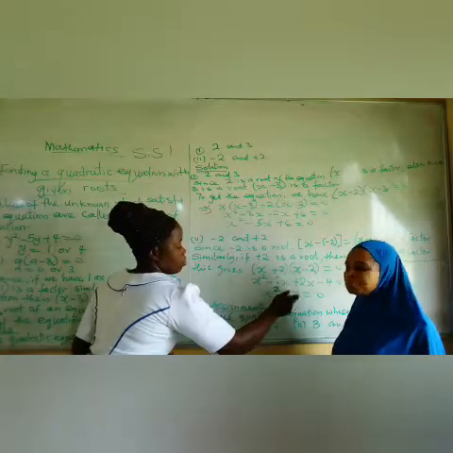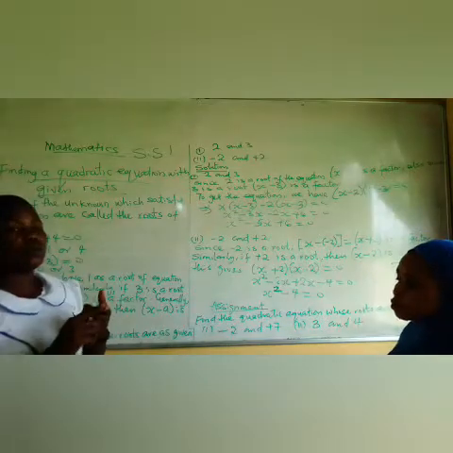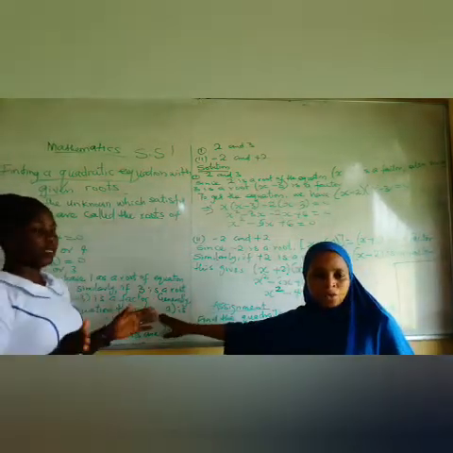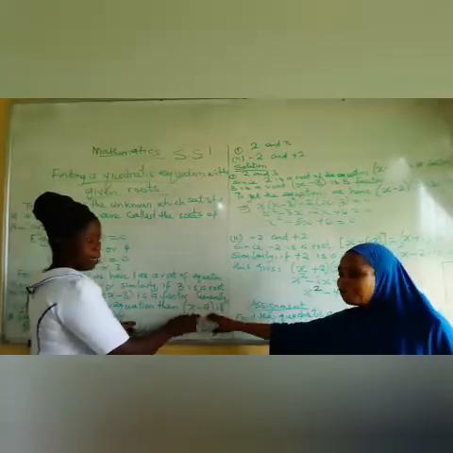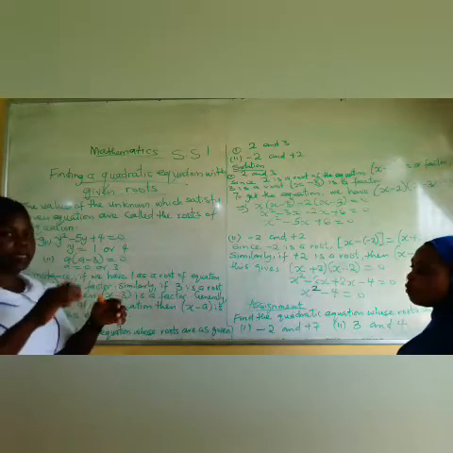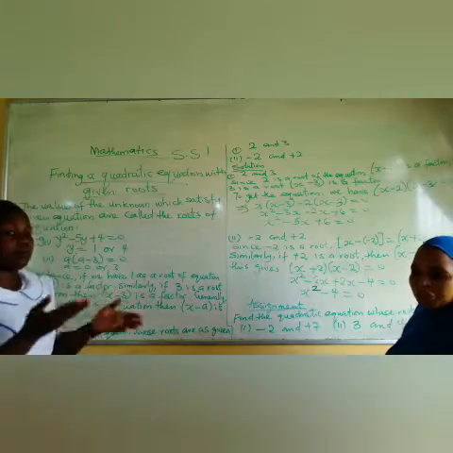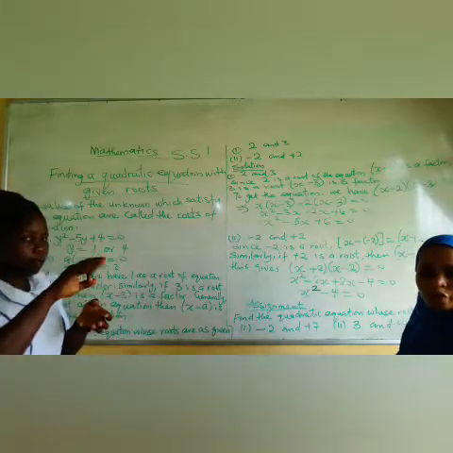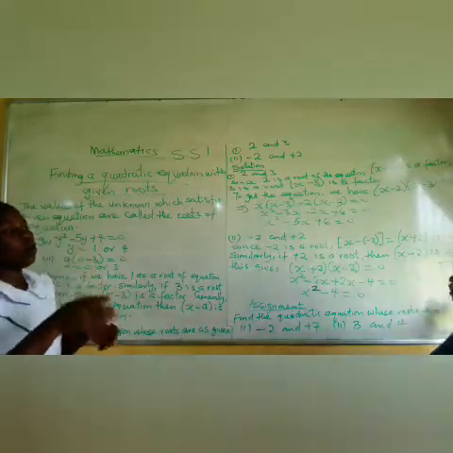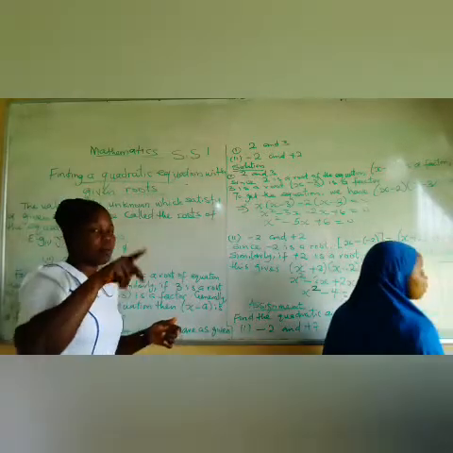When you want to form the equation from given roots, always remember the general formula. Once you are able to remember the general formula x minus a, you will be able to form a quadratic equation. At times, you may be given a mixed fraction as the root of the equation. If a mixed fraction is given, the first thing you are going to do is to change the mixed fraction to an improper fraction.